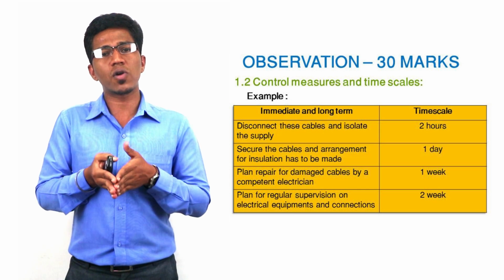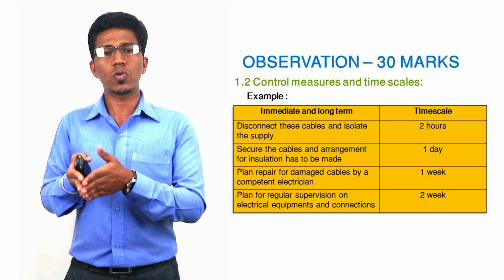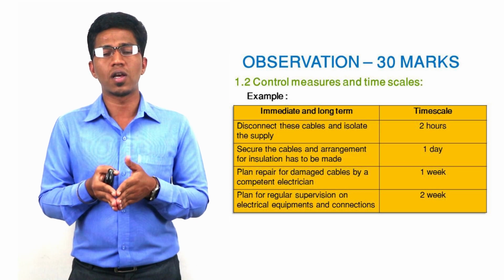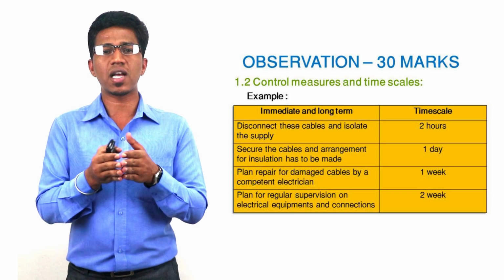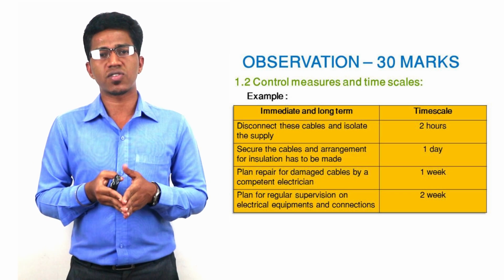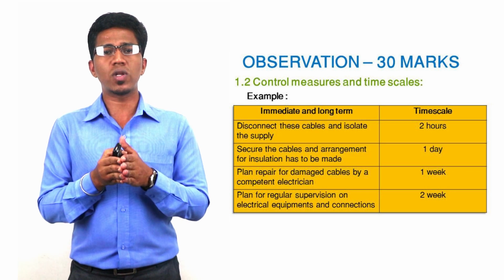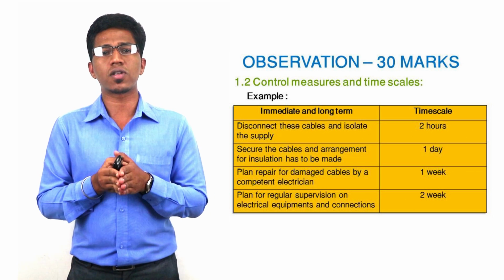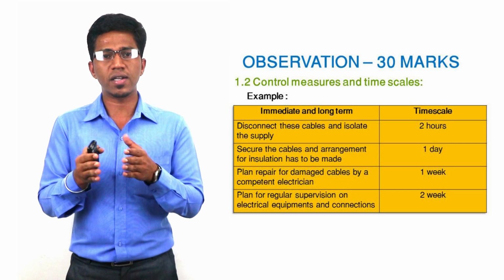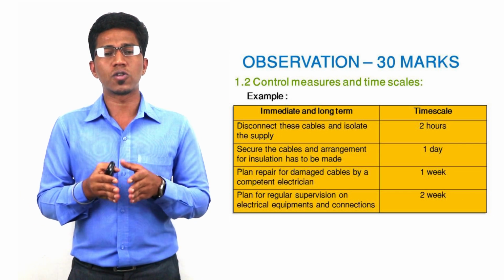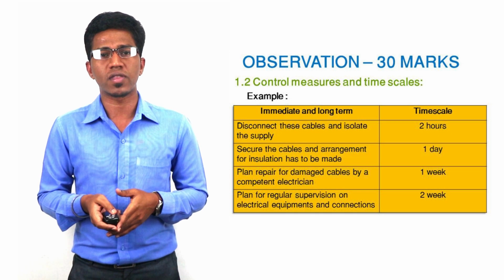Based on your recommendation and your control measure, you give a realistic time scale. A very common mistake we make is that we always tend to give "immediate" as our time scale in the corrective measures. No, immediately the only thing I can do is stop that particular activity. In order for me to implement any control measures, I require some time scale. So be realistic with that time scale.